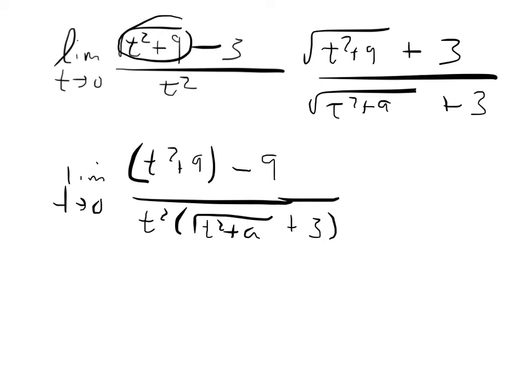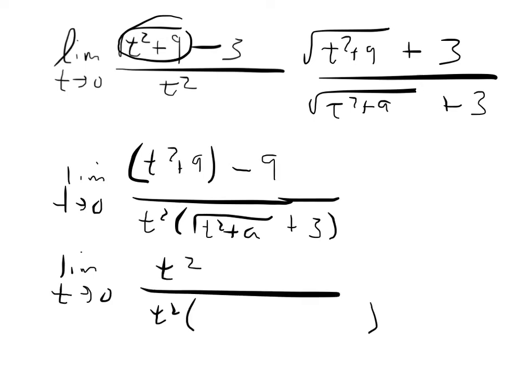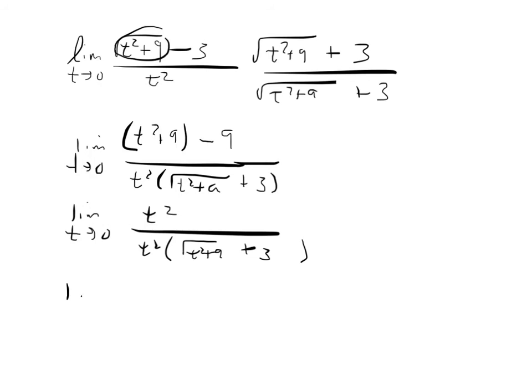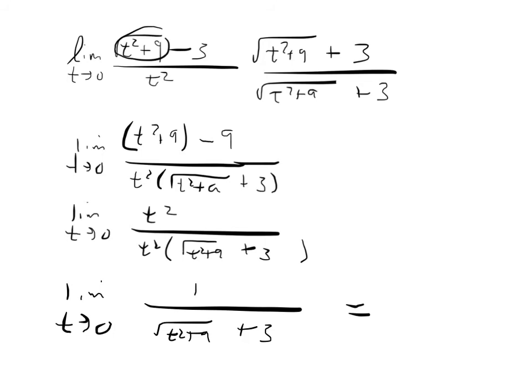I simplify that some more because I can see that the 9's are going to cancel each other out up here, so I get the limit as t approaches 0 of t squared over t squared times the square root of t squared plus 9 plus 3. Now I note that the t squareds are going to cancel, so I get the limit as t approaches 0 of 1 over the square root of t squared plus 9 plus 3. Now I can evaluate directly by plugging in 0 for t, because then I've got a nice friendly non-zero denominator.